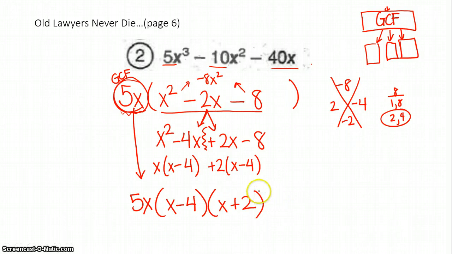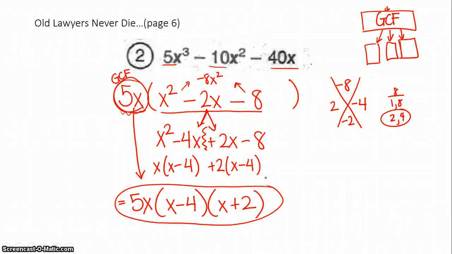So if I were to check this and multiply this polynomial all out, 5x times x minus 4 times x plus 2, remembering to multiply just one pair at a time. Don't try and multiply everything together at the same time. Multiplying all of these out, I should get back to that original polynomial.